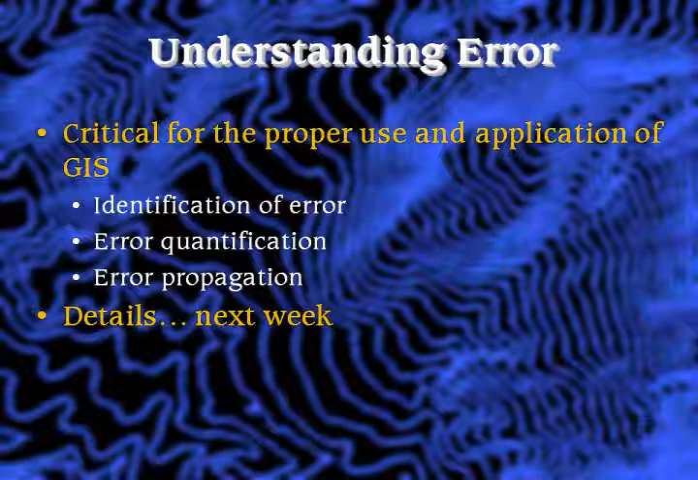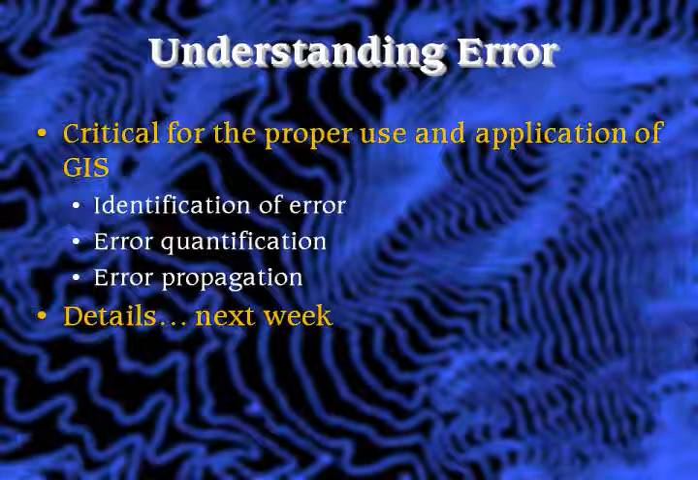In some cases, the identification of error is pretty darn difficult, especially when we get to the second step, which is error quantification. Okay, so we know that we have some error here, there, whatever. Now we have to figure out how much error do we have. Meaning, is it a locational error? If it's a locational error, is it plus or minus 1 centimeter, plus or minus 10 meters, these sorts of things.